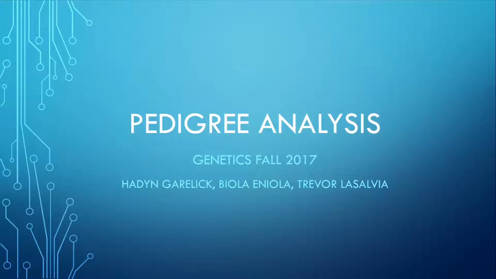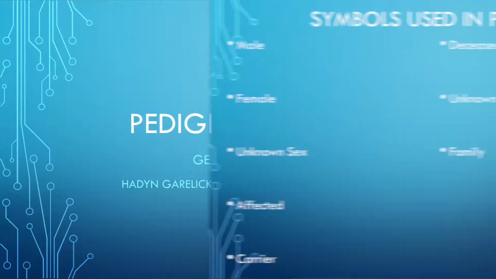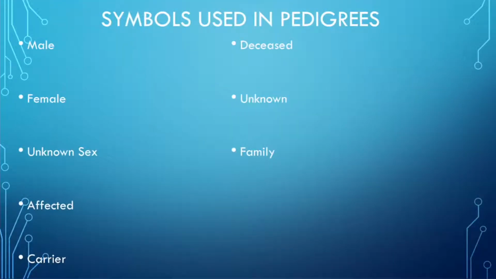Hey guys, today I, Hadyn, Biola, and Trevor are going to talk about the complex subject of pedigree analysis. There are many things to consider when reading a pedigree, such as the symbols used and their specific meanings, the modes of inheritance from parent to child, and the statistical probability that an offspring will inherit or express a given trait. Before we begin our discussion of pedigrees, it is important to understand the basics.